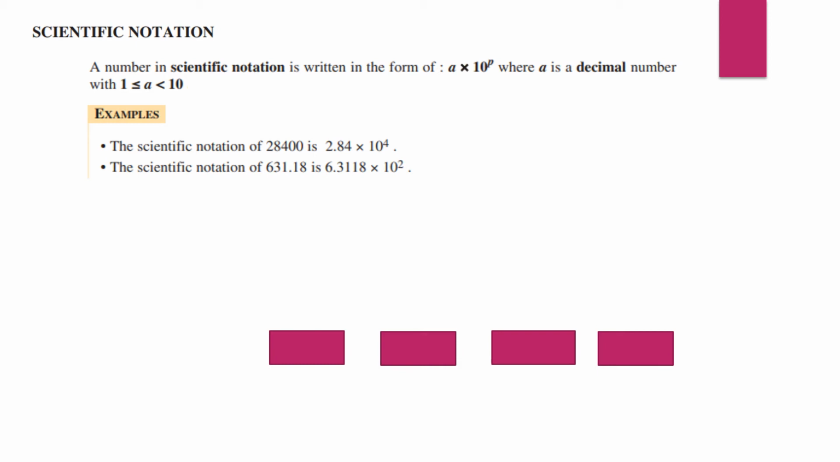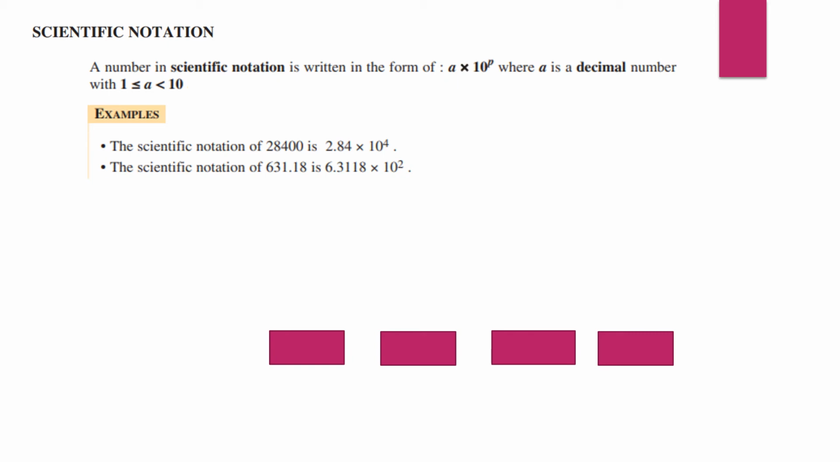Examples. The scientific notation of 28,400 is 2.84 times 10 power 4. How do we write it? If we go back to the number 28,400, of course, it's a number not between 1 and 10. So, what can I do?